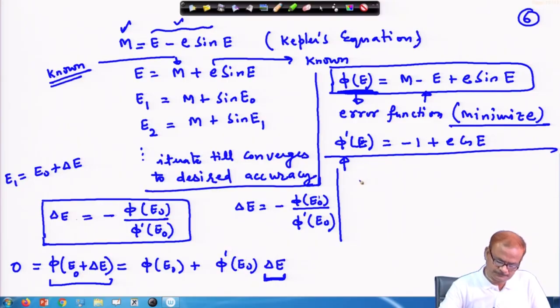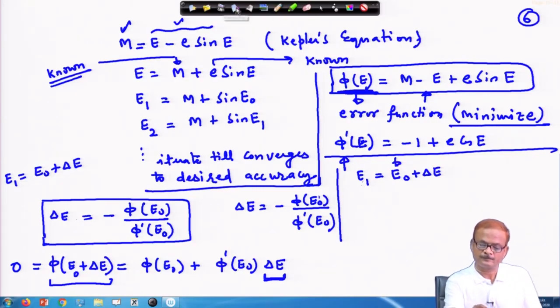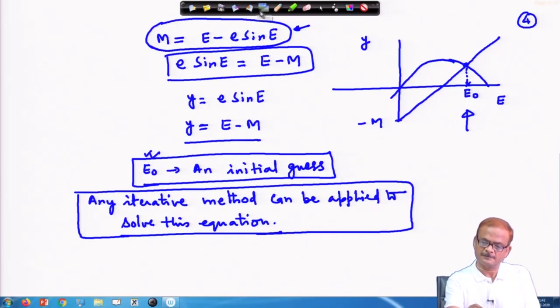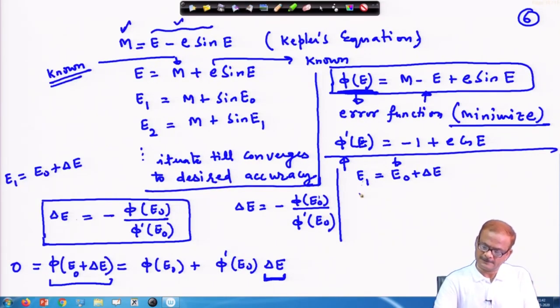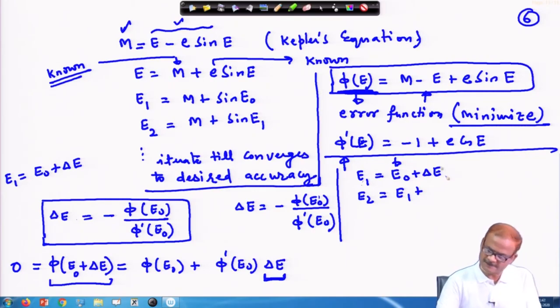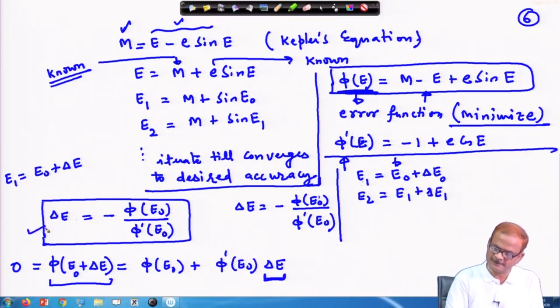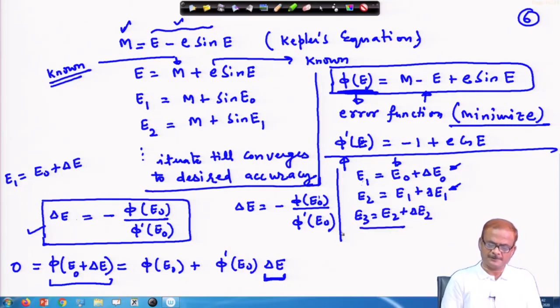So, here we have E 1 equal to E 0 plus delta E, where E 0 we have already worked out using this method or using the graphical method, and then similarly E 2 will be E 1 plus delta E 1. Okay, if we track this as delta E 0, it will be easy for us to do. So, next step you calculate this delta E, and this goes here in this place. Similarly, E 3 will be E 2 plus delta E 2, and this way we will be able to update it.